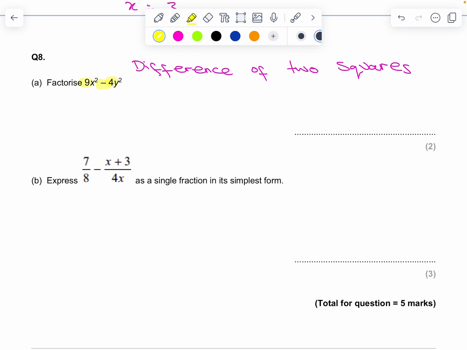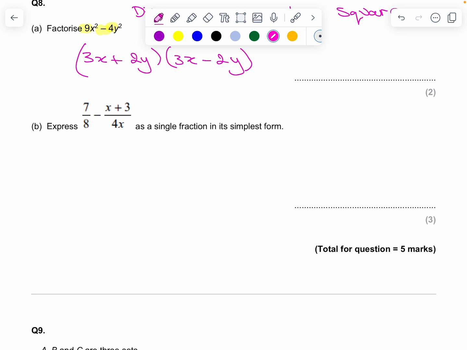And all you do is you square root the 9, so that's 3x, and square root the 4, so that's 2y, and you have two brackets. One's going to be an add and the other is going to be a subtraction. It doesn't matter which way round you write the two brackets. One has to be 3x plus 2y and the other is 3x take away 2y.